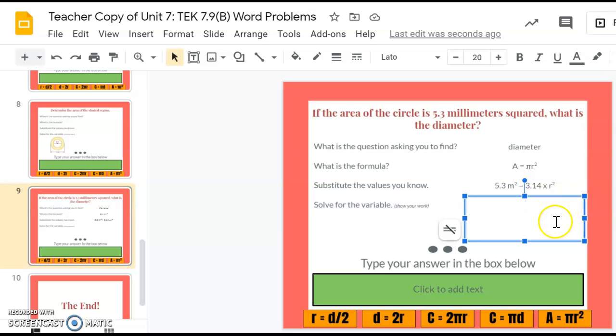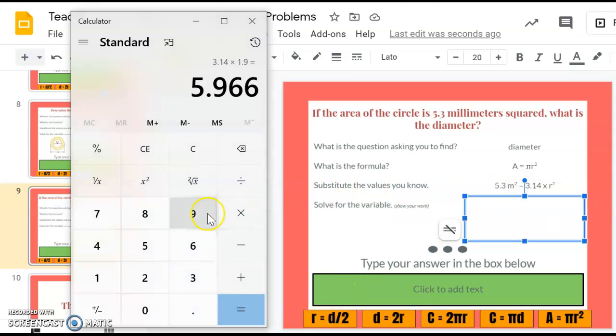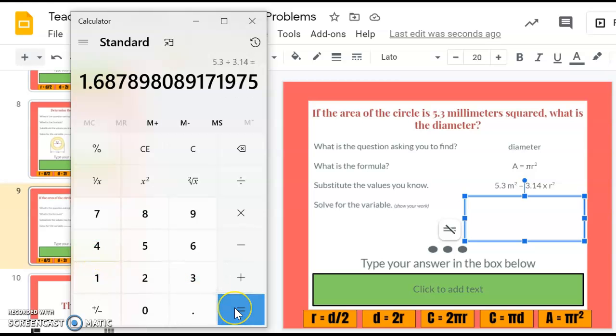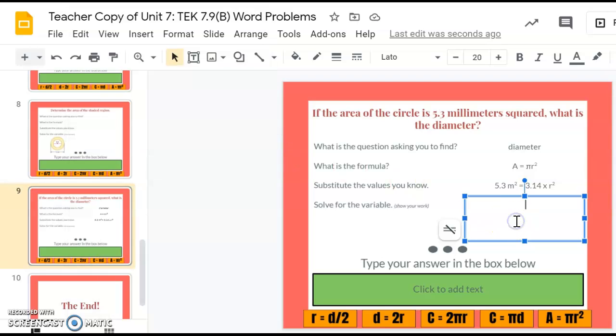So what I need to do first is divide by 3.14 on both sides. Let's clear this out. 5.3 divided by 3.14 gives me, let's just do 1.6. We'll make that into a 9 because we're going to round up. So I have 1.69 millimeters.